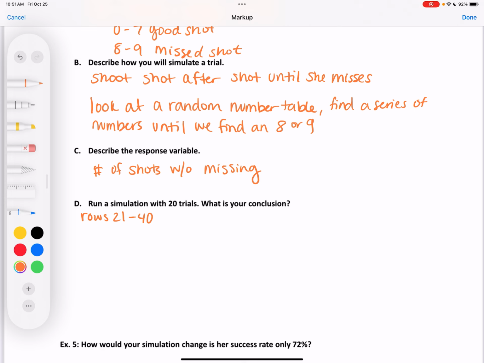1, 2, 3, 4, 5, 6, 7, 8, 9, 10, 11, 12, 13, 14, 15, 16, 17, 18, 19. Yeah, 21 through 40 is going to be the 20 trials. If I use 20 through 40, that's actually 21 trials, which is fine if you do that. You just have to make sure that you know how many you're doing.